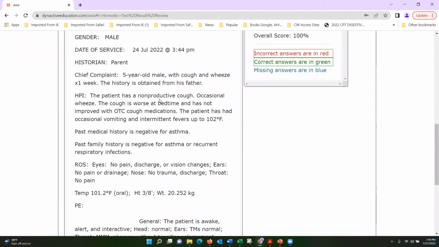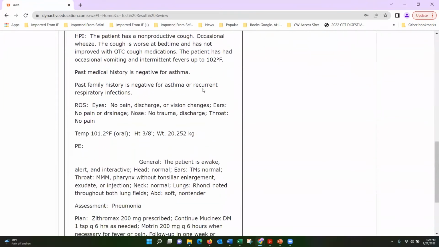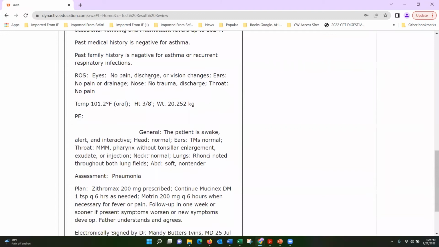He has a non-productive cough, wheezing. Occasionally, the cough is worse at bedtime and is not improved with over-the-counter cough medications. He's had occasional vomiting and intermittent fevers up to 102. He has no history of asthma. There's no family history of asthma or recurrent respiratory infections.